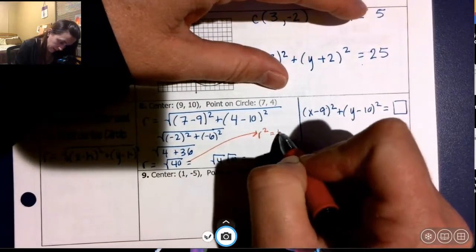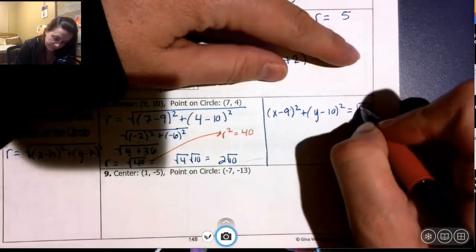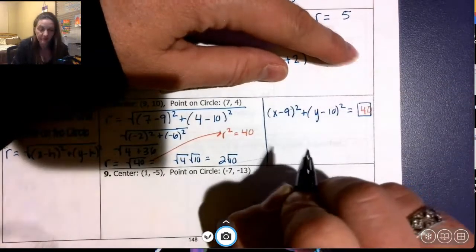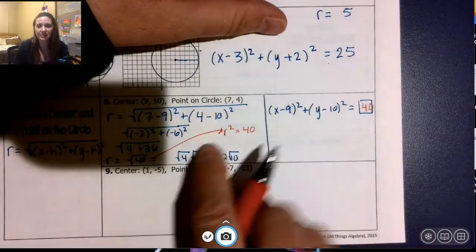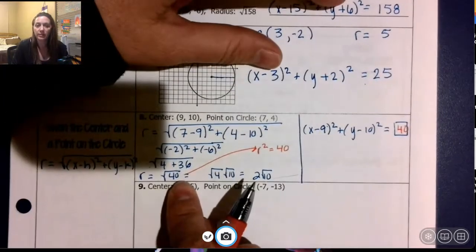R squared will be equal to 40. So that's my equation and I'm done. I didn't really even have to simplify it. I do because of habit. But once you get here, you know your answer.